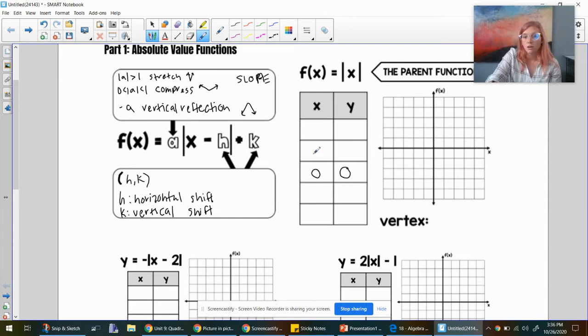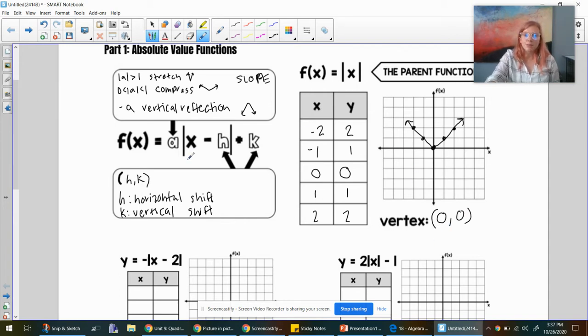Then I'll go 2 points out in either direction. When x is negative 2, the absolute value of negative 2 is positive 2. When x is negative 1, the absolute value of negative 1 is 1. We're going to keep filling in our chart, and then we can graph. So negative 1, 1, negative 2, 2, 1, 1, 2, 2, and connect those dots. This is the parent function. This is our most basic function, and our vertex is at 0, 0.